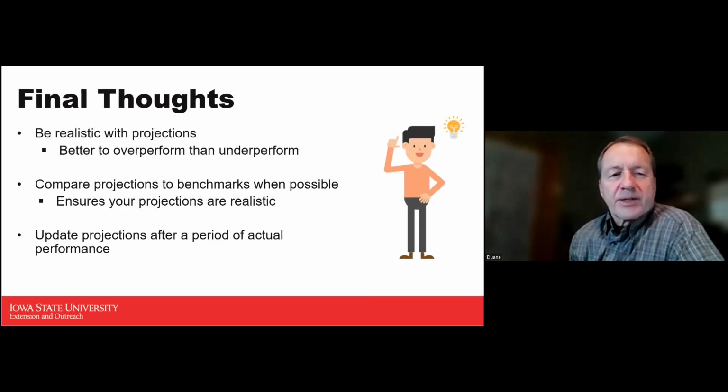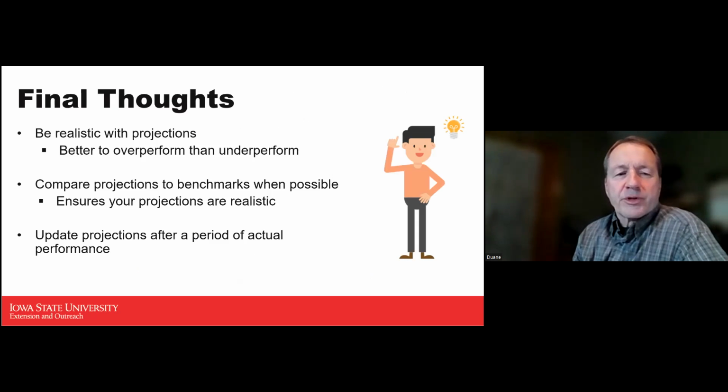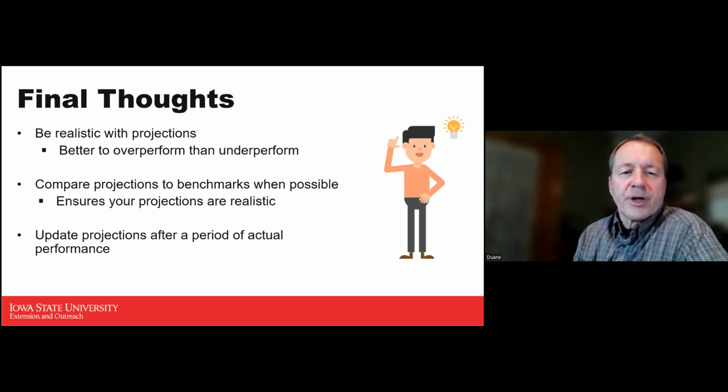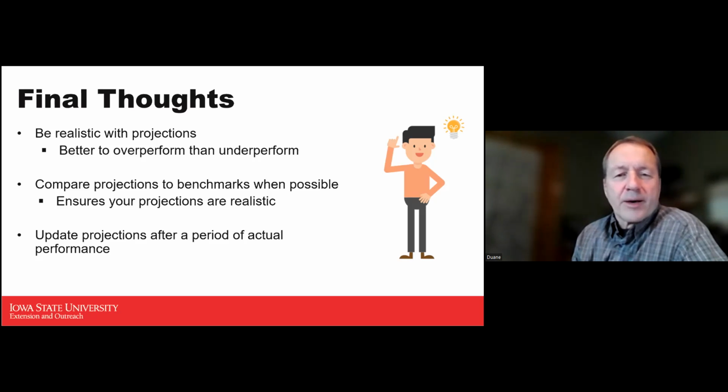A few final thoughts. Try your best to be realistic with projections. It's better to overperform than underperform. If we are realistic and we target a realistic bottom line in the first year, and we achieve a better bottom line, everybody's happy. If we start out targeting fantastic results and we achieve good results, we might still be disappointed because we didn't hit our targets. So better to be realistic with the projections.